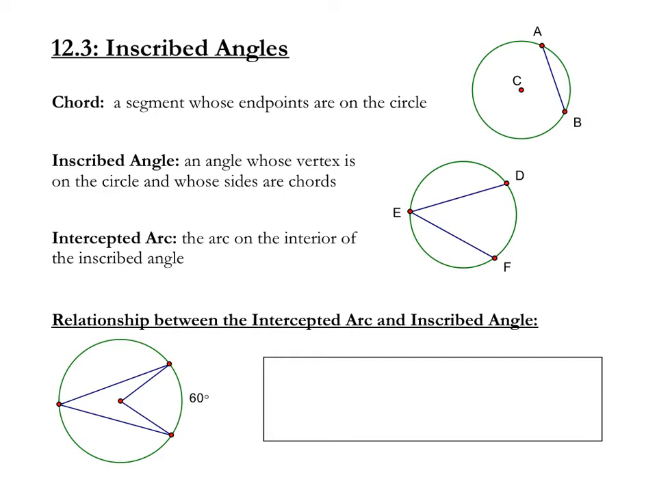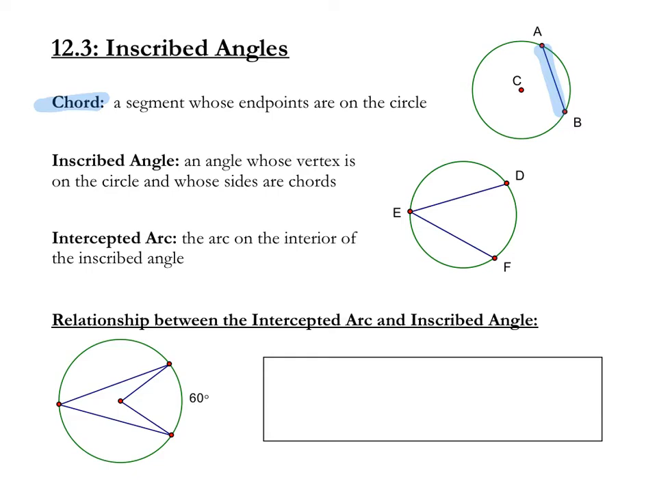Now we're talking about a chord. A chord is a segment that actually has endpoints on the circle. So you're going to find it inside. It kind of looks like, if this were a banjo, the chords, the strings on the banjo, are on the inside of the circle. So it's just anywhere inside. It's a more generic term than radius or diameter. A diameter is actually a chord, but it has to go through the center. So it's just a more generic term for that segment.